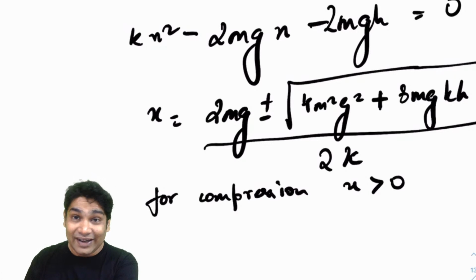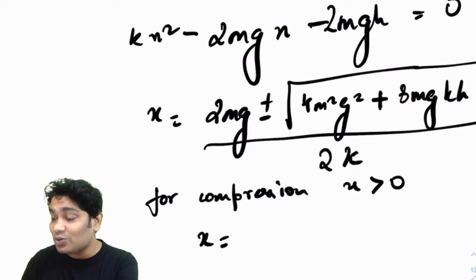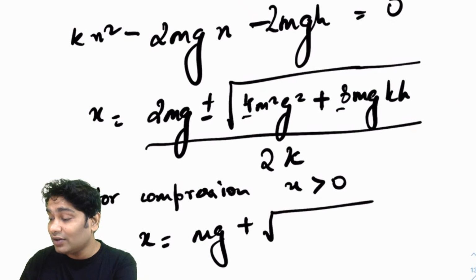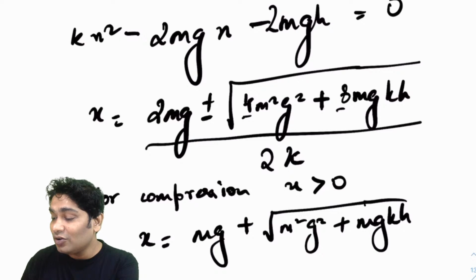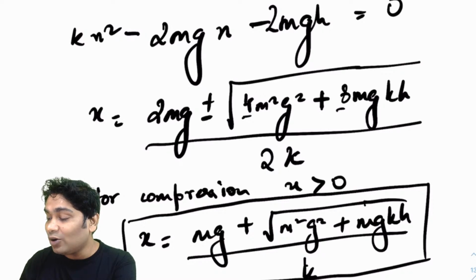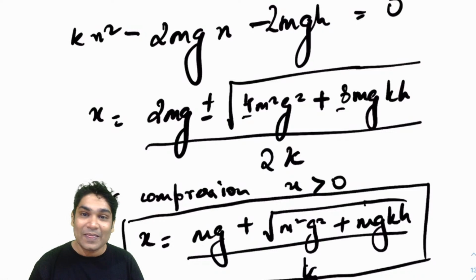So I'll ignore the negative root and my answer becomes x equals mg plus, I can also take out 4 common from here, so that will be root of m square g square plus mg kh, over k. That is my answer. I hope everybody gets this. Understood?